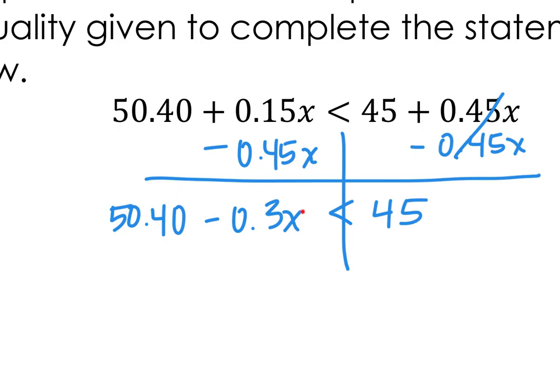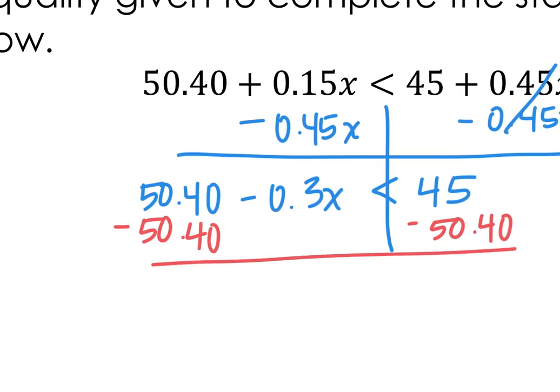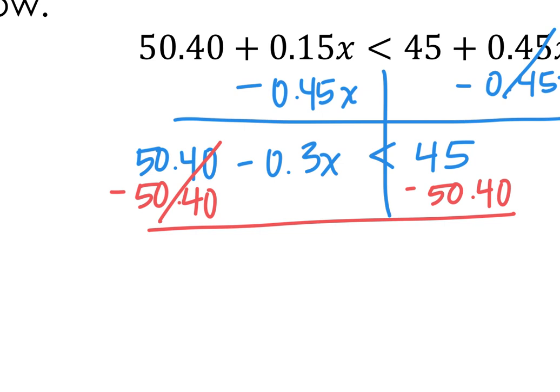So now that I have all my x's over here on the left, let's bring the constants to the right. So since I have a positive $50.40, I'm going to subtract it. So now I have negative 0.3x is less than 45 minus 50.4, which is negative 5.4.